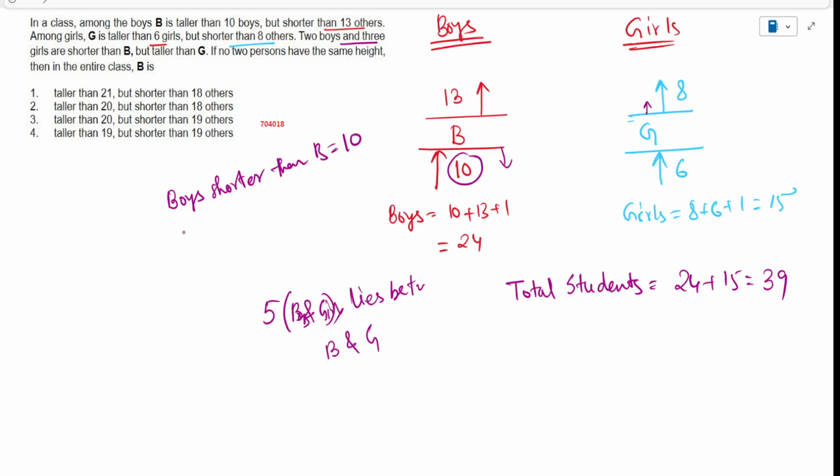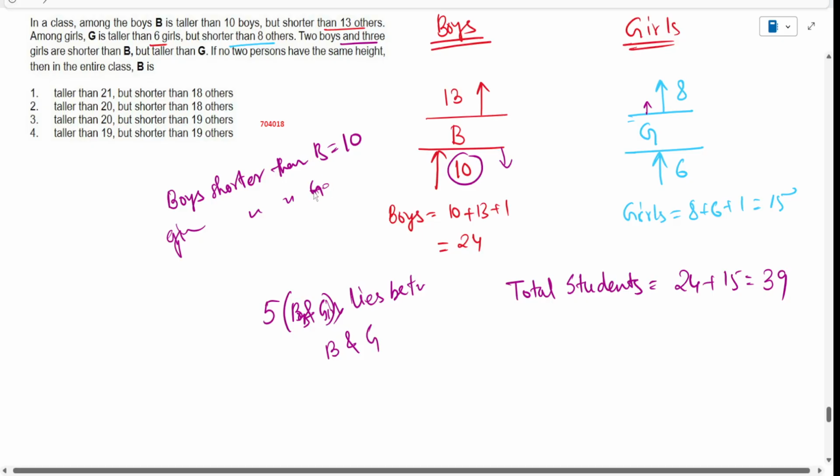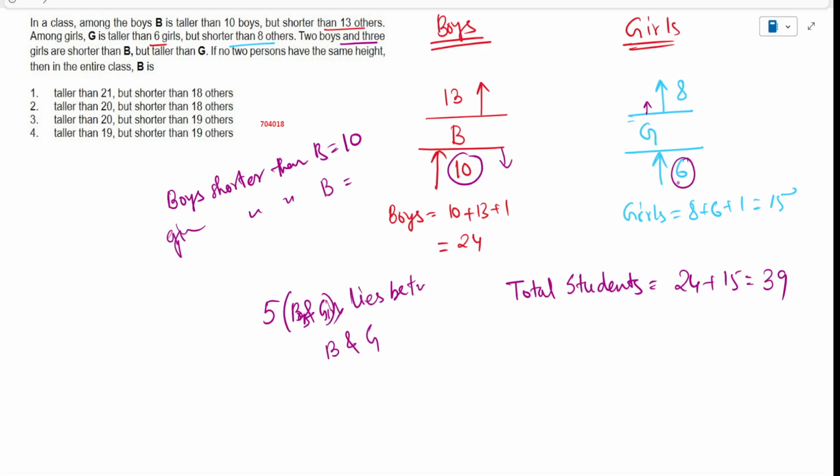Equal to 10. And girls shorter than B. Girls shorter than G, sorry, shorter than B, because we have to find B's position. Girls shorter than B. How many? There are 6.